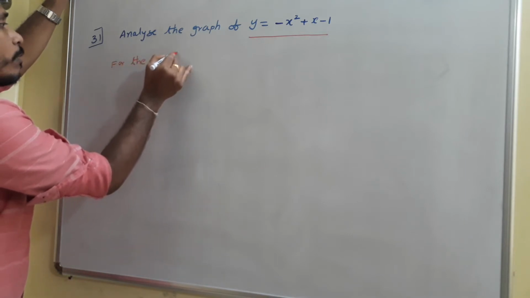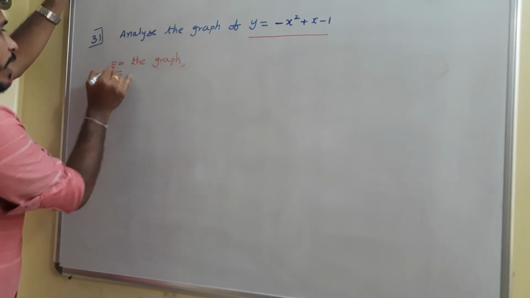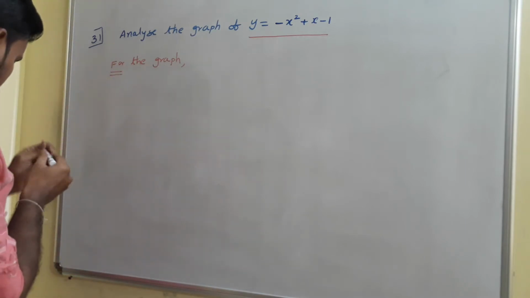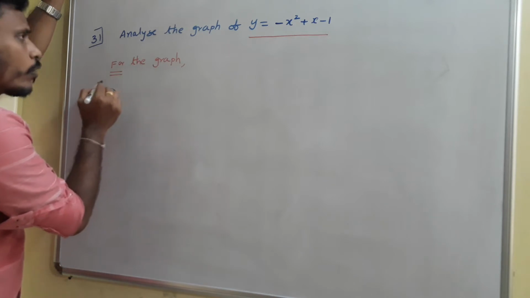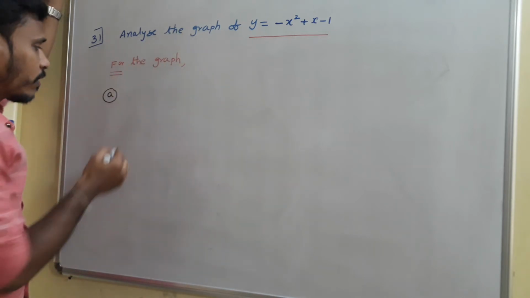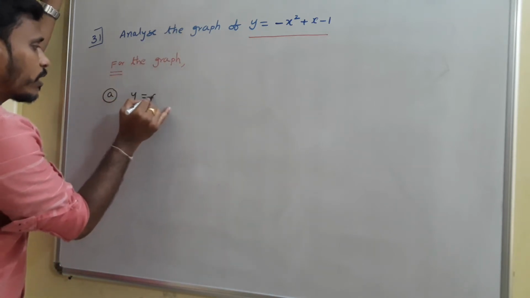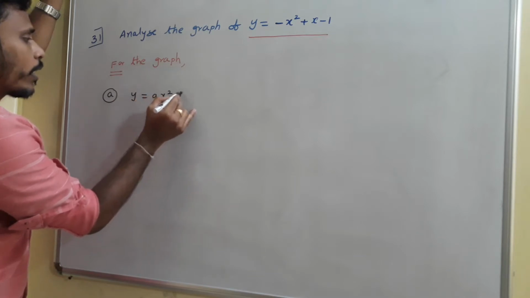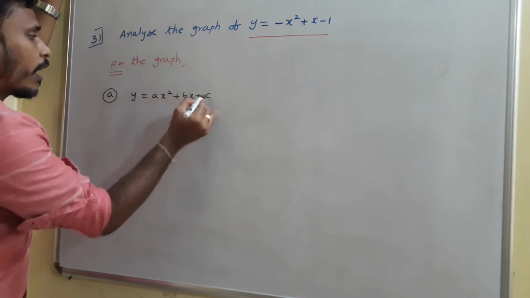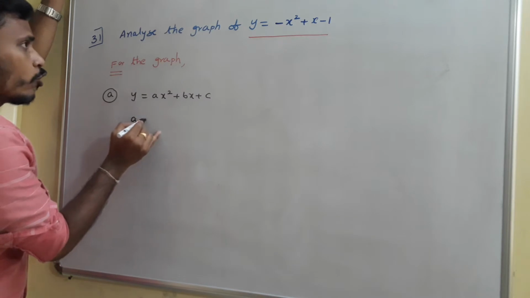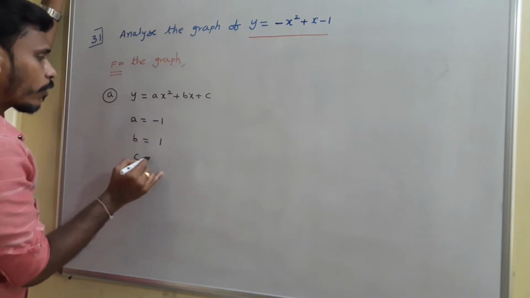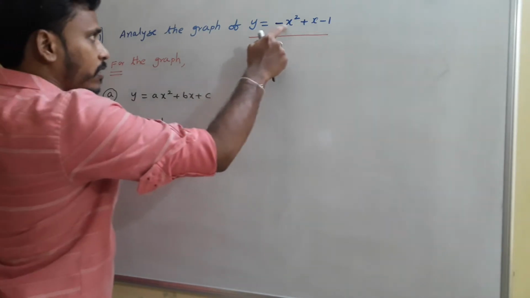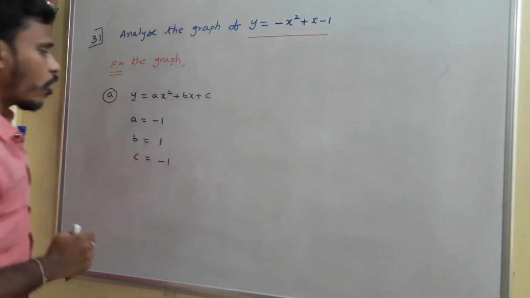So, how will the graph be? What is the shape of the graph? For the graph, I need to observe. See, usually you need to compare the given equation with the general quadratic, which is y equals ax square plus bx plus c. And if you compare, your value of a is minus 1, your value of b is 1, and your value of c is minus 1. X square coefficient, x coefficient and constant.